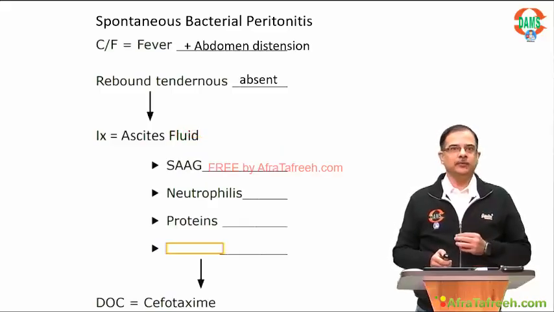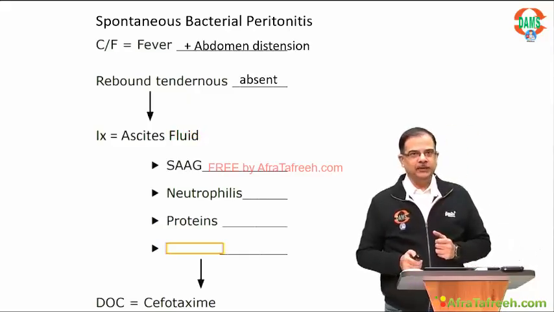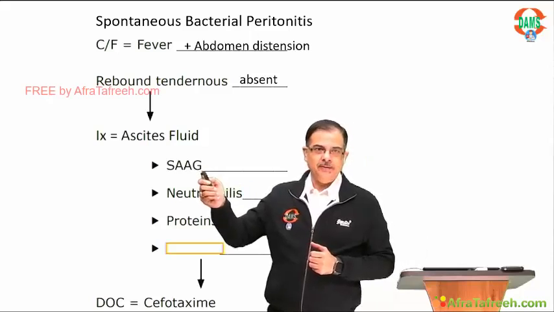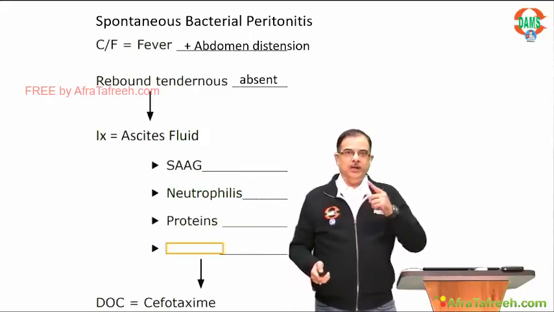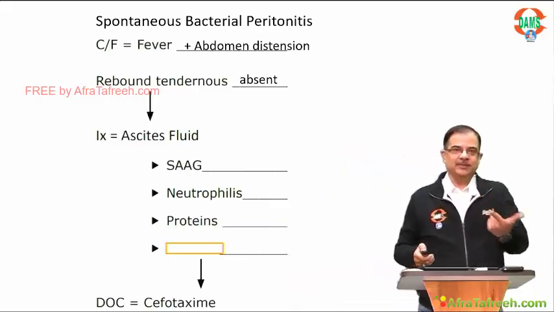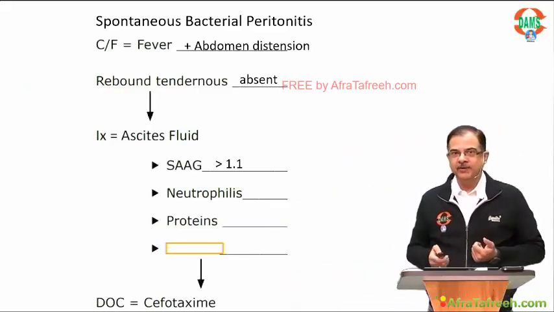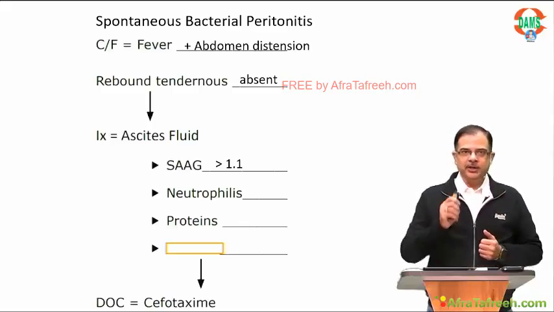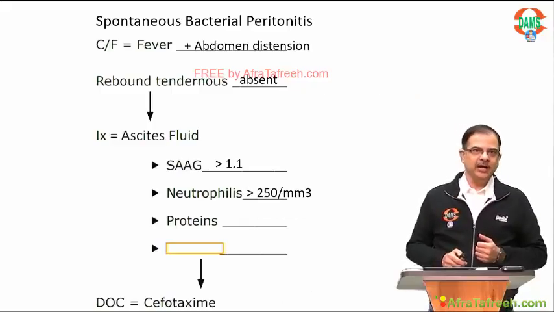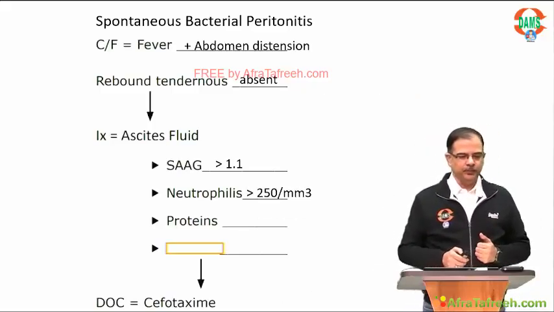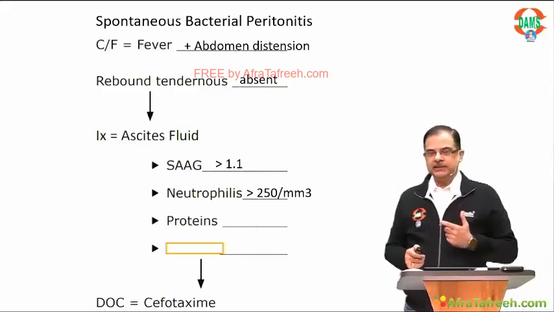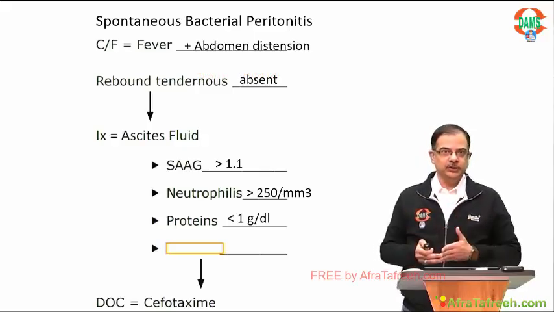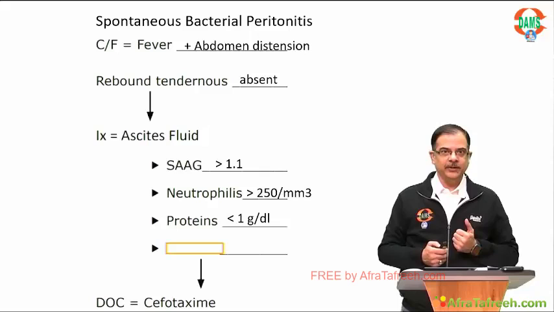So, ascites fluid, serum albumin ascites gradient. This is known as SAAG, serum albumin ascites gradient. This will be exactly like a cirrhosis, so it will be more than 1.1 because this is cirrhosis induced. Neutrophil count is the defining feature. Neutrophil count here will be more than 250 per mm3. While proteins will be less than 1 gram per deciliter because it is cirrhosis induced. So the proteins are less in the peritoneal fluid.